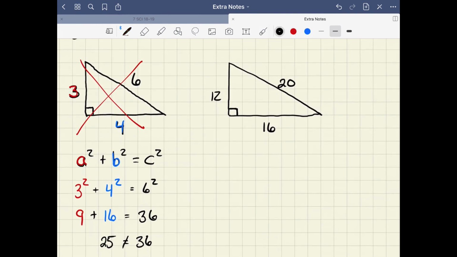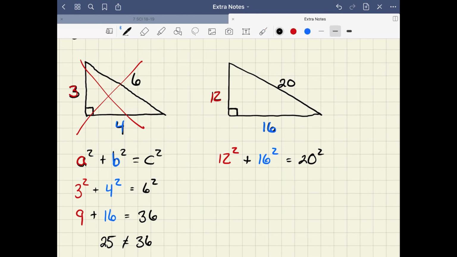Let's go to the other side. We have 12 squared plus 16 squared equals 20 squared. Notice this time I didn't use a squared plus b squared equals c squared. The important thing when you're doing this is that you are putting the longest or the greatest value in the c spot. So 6 for c, 20 for c.